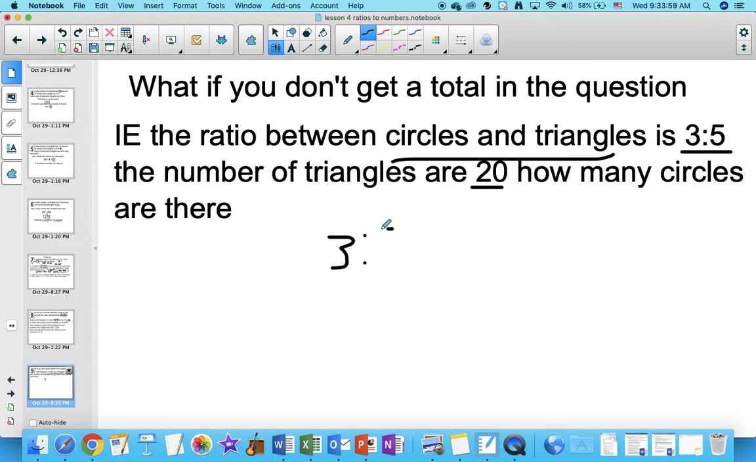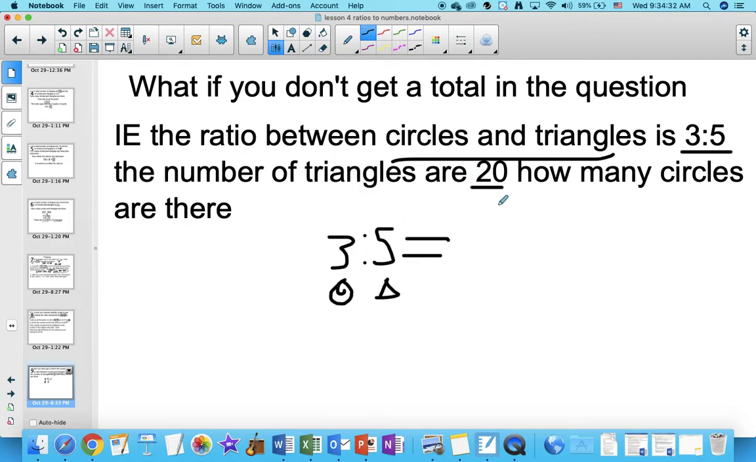Well, we have the ratio 3 to 5. Now, I have a different way in the notes of doing this, but this way is a little bit quicker that I found out recently, so I'm going to show you this way. So we have the ratio 3 to 5, right? Well, the 3 represents circles, and the 5 represents triangles. That's what it's telling us, circles and triangles. And the question's also giving us the number of triangles we actually have. So this is the relationship. This is the actual number of triangles.